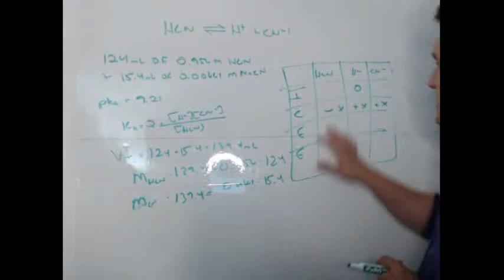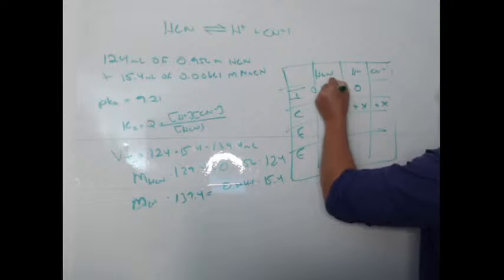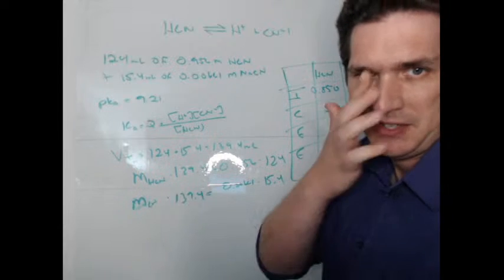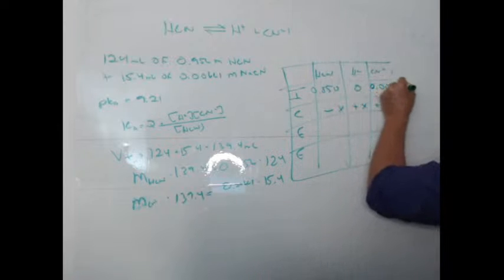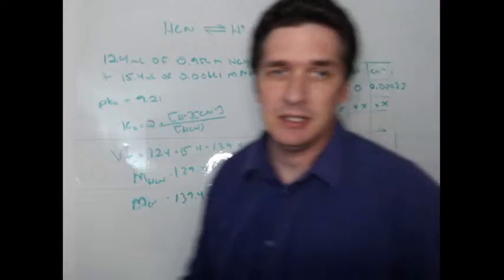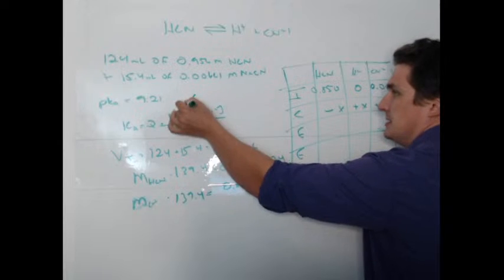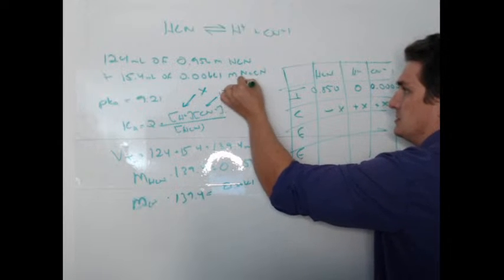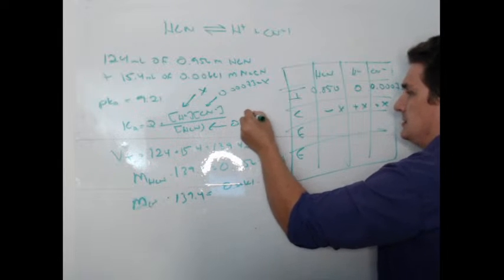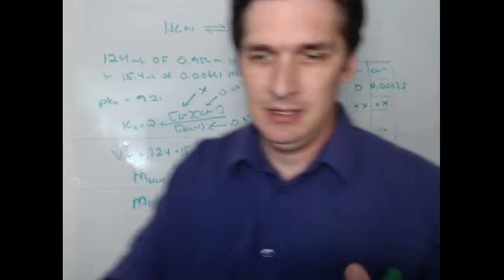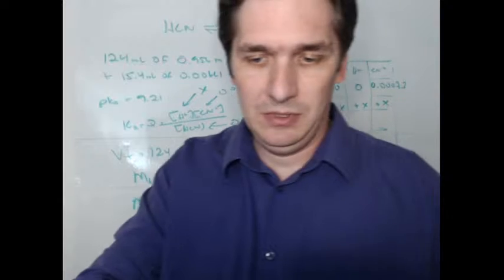So for my initial concentration of HCN, I get 0.850. And then for my initial concentration of cyanide, 0.00073. I'd recommend doing this calculation in Excel. It just makes your life a lot easier. So then I'm just going to plug that in. H plus is X, cyanide is 0.00073 plus X, and HCN is 0.850 minus X, with the pKa of 9.21.